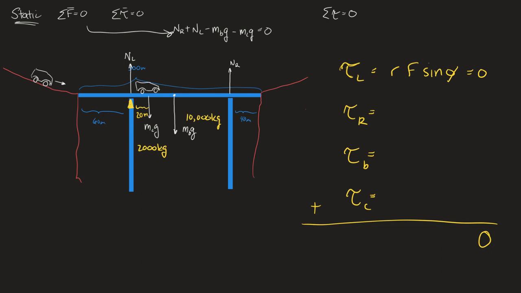For example, let's handle the car. The car is located 20 meters away from the pivot point. So for the car, 20 meters. That's the length of the torque arm. The size of the force, 20,000 newtons. All right, mg, 2,000 times 10. Now, the sine of the angle. Can we agree that it's 90 degrees, so the sine is 1?